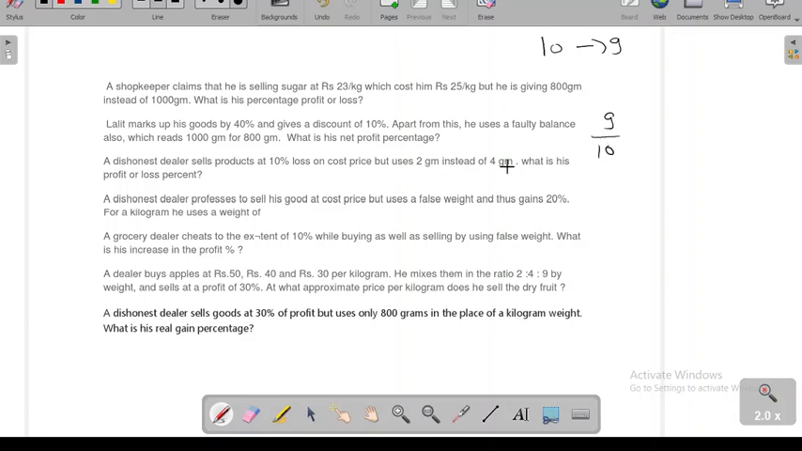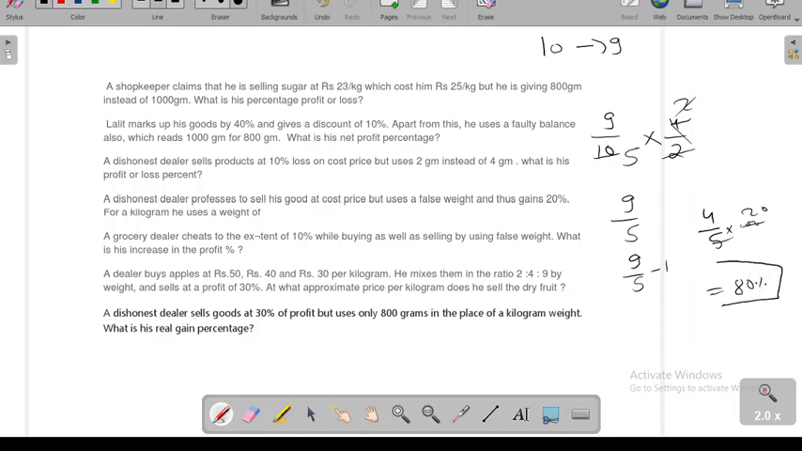But uses 2 grams instead of 4 grams. There is a profit situation. So 4 by 2. What is his profit or loss percentage? So that is 9 by 5, and we have to find the profit percentage, that is 9 by 5 minus 1, that is 4 by 5 into 100, that is 80%. 80% of profit.